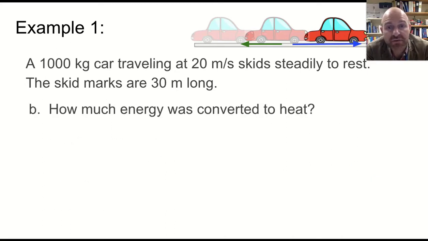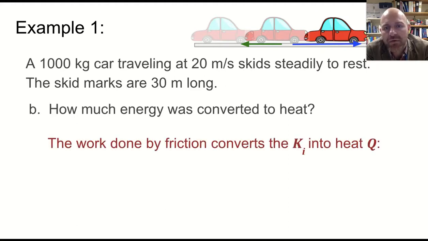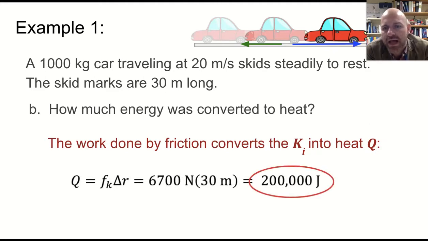How much of that energy was converted to heat? Well, the work done by friction converts kinetic energy into heat, which is the transfer of energy into something where you can measure the temperature change. And so the amount of heat is the work done by friction, Fk delta R, which is about 200,000 joules.